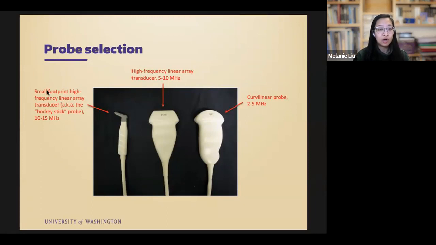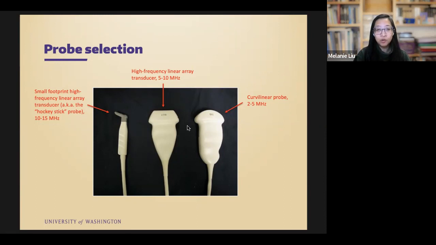We also have a small footprint high frequency linear array transducer, and we often refer to this as the hockey stick. Hopefully you guys know what I'm talking about with hockey sticks. Basically, this one is an even smaller array and gives you even better imaging of superficial vessels. This emits 10 to 15 megahertz.